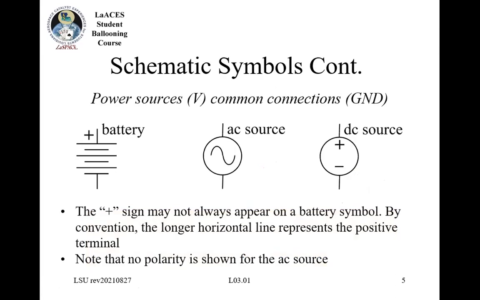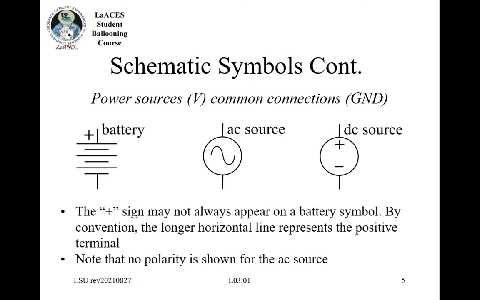So for the schematic symbols, to continue on with the symbols, these are different types of power sources you're going to see. This indicates a battery, and there's typically a plus terminal. Sometimes you'll see a negative, sometimes you'll just see a plus, and sometimes you don't see it at all. That's what this is telling you, that by convention, the longer horizontal line represents the positive terminal. The AC source is here. It kind of looks like a sine wave.